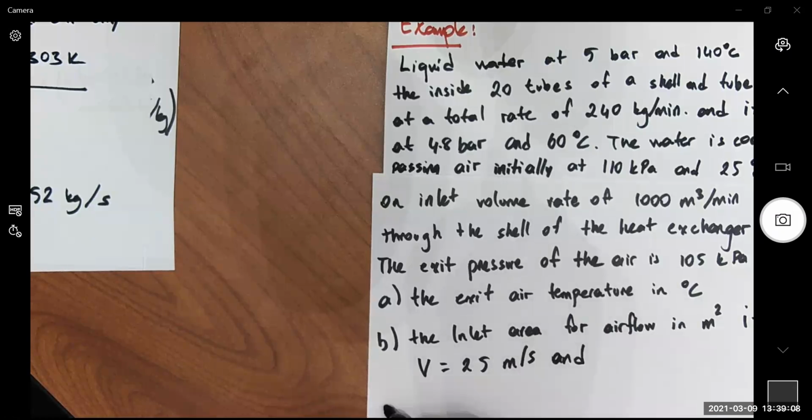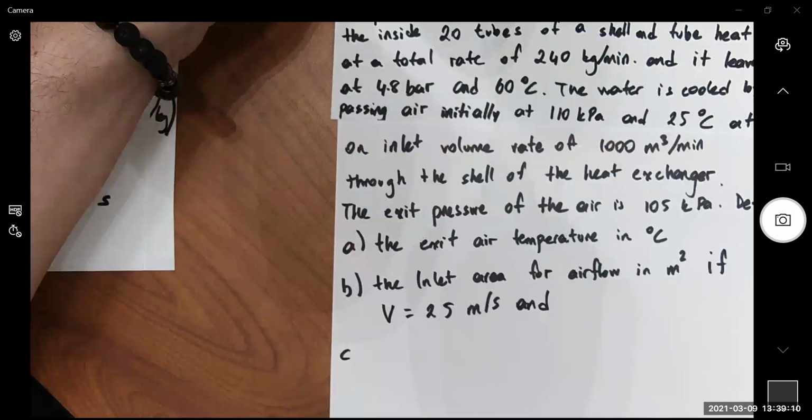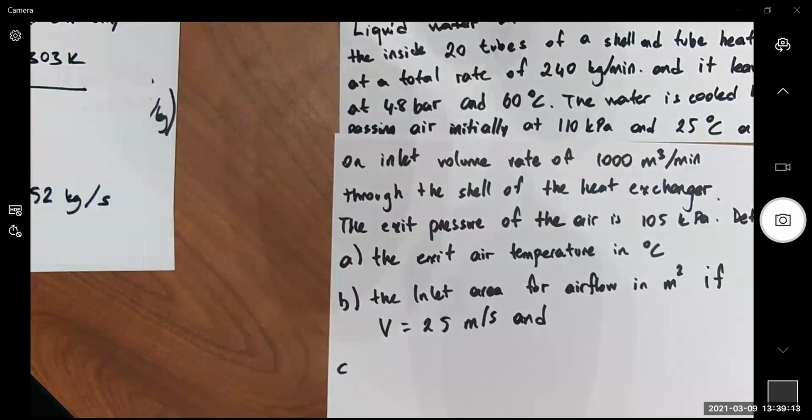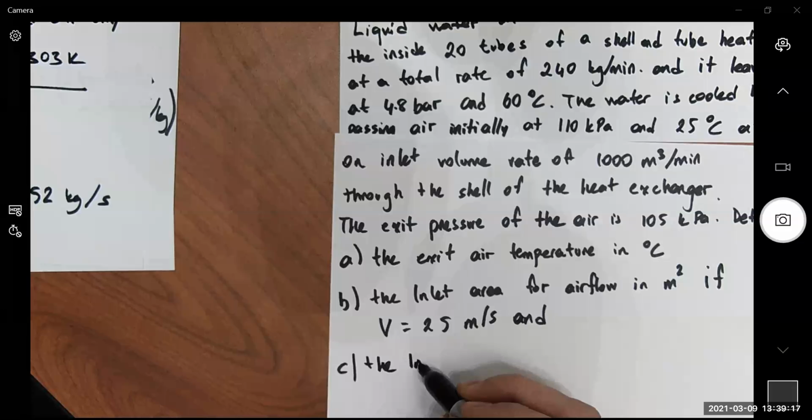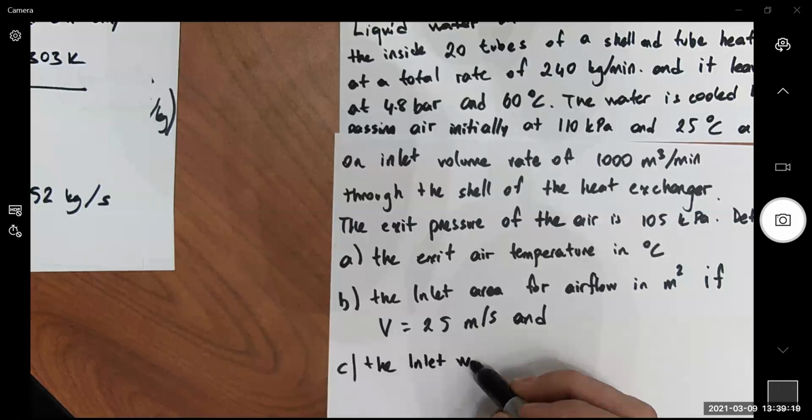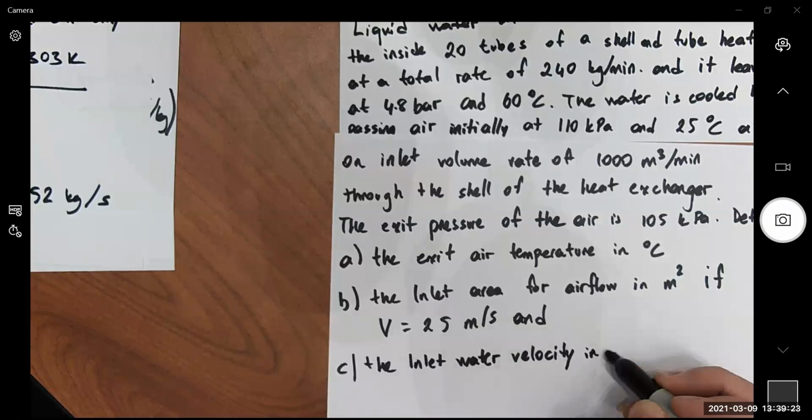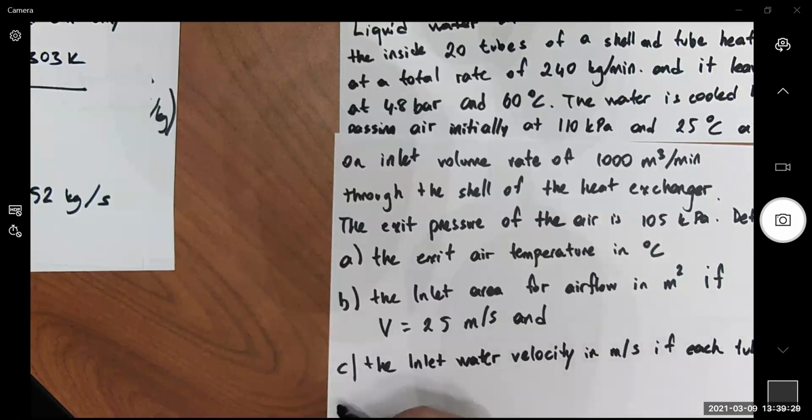C, inlet water velocity in meters per second if each tube has a diameter of 2 centimeters.